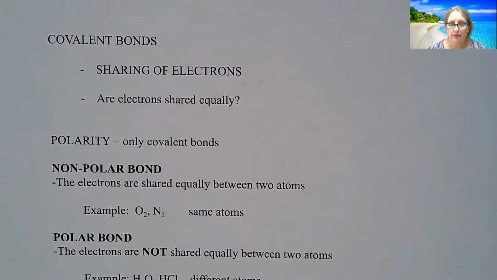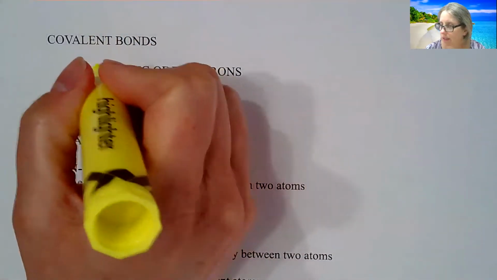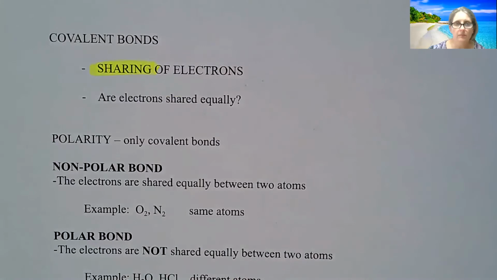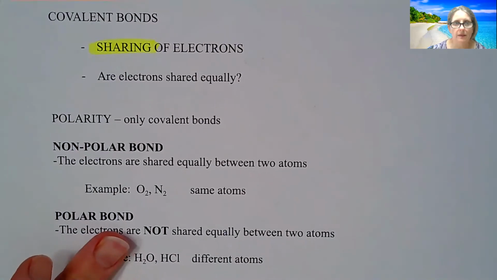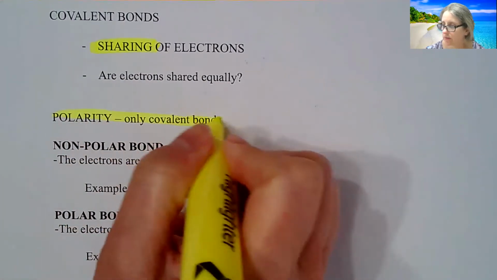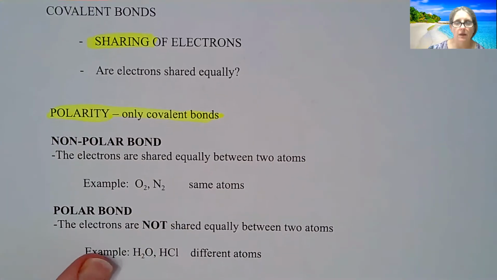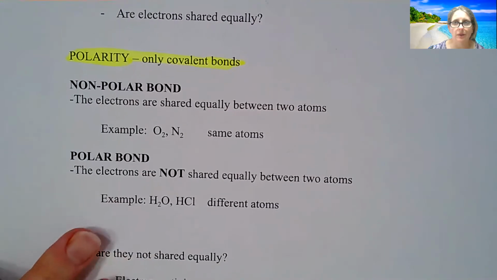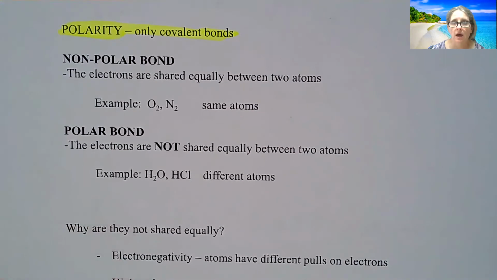So covalent bonds, because they are the sharing of electrons, we need to talk about the fact that electrons might not be shared equally. So we are going to be talking about a big concept called polarity, okay? And please note this only pertains to covalent bonds. That really doesn't affect you guys because that's all we're dealing with in here. But if you had ionic bonds, those don't have polarity in them.